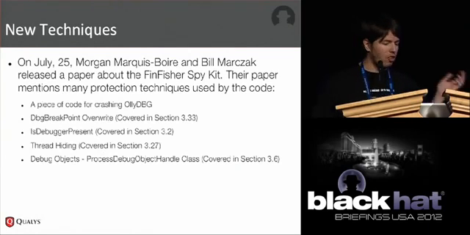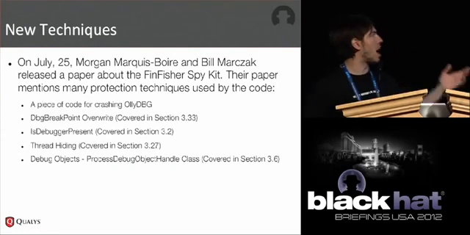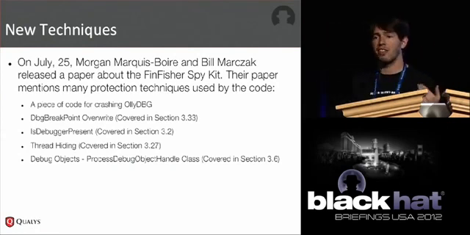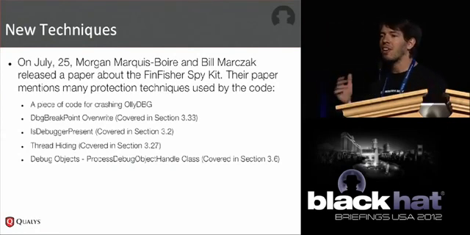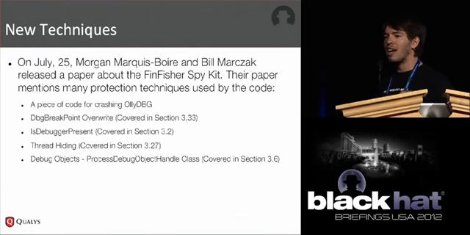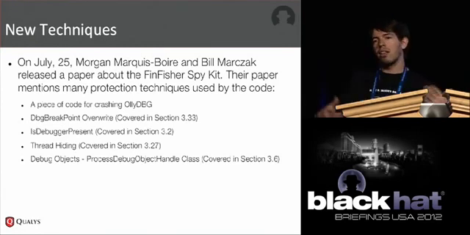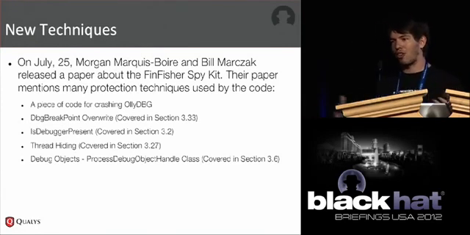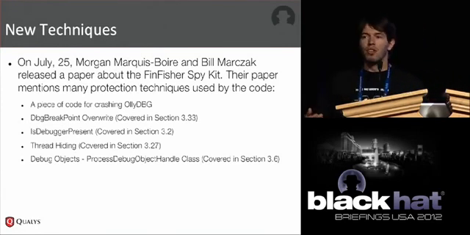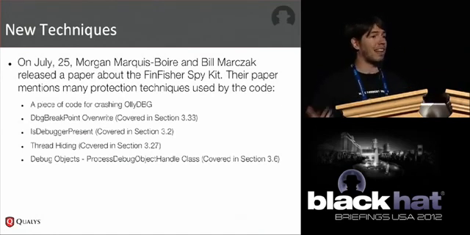Yesterday, two researchers, Morgan and Bill, released a paper about the Kingfisher spy kit. That's nice, right? They finally got access to a sample of Kingfisher. As you probably know, it's being used by governments to monitor people. It's developed by a German company, and nobody had samples of it to actually see its capabilities. So they released this paper and we said, okay, let's look into the capabilities of that and see how good we are doing.